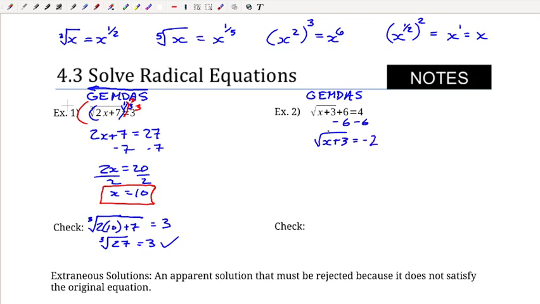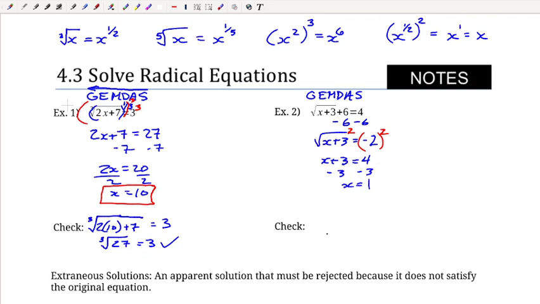And now to get rid of my square root, remember this is an invisible, or another way to write, the power of 1/2. To get rid of a square root, I'm going to square both sides. That leaves me with x plus 3 is equal to negative 2 squared, which is negative 2 times negative 2, positive 4. Subtract 3 to get x by itself, and I've got x equal to 1.